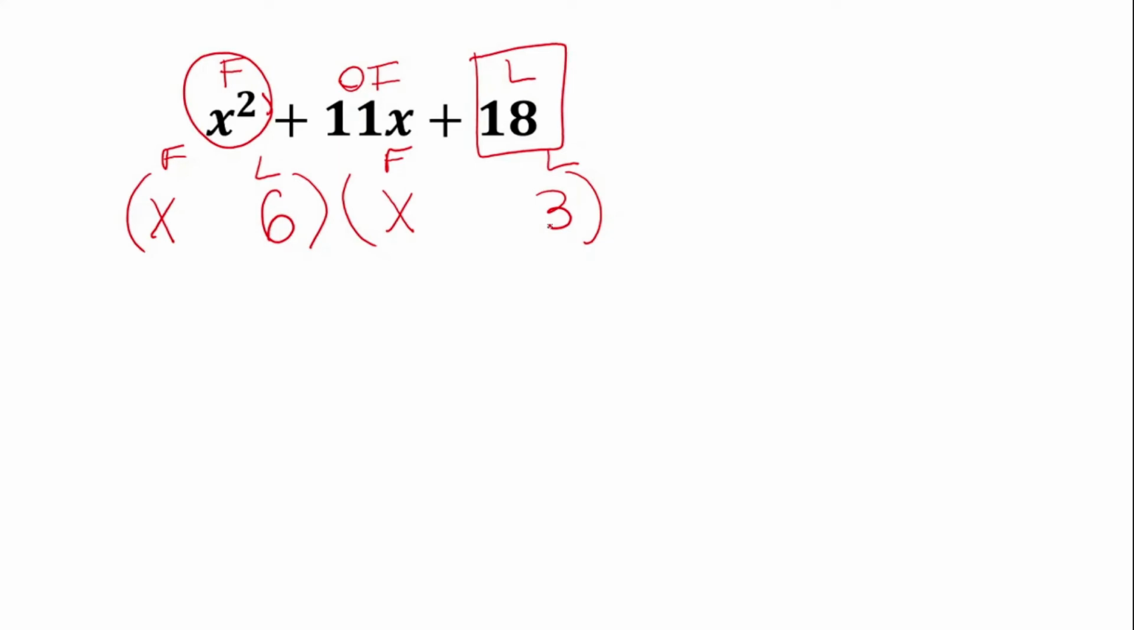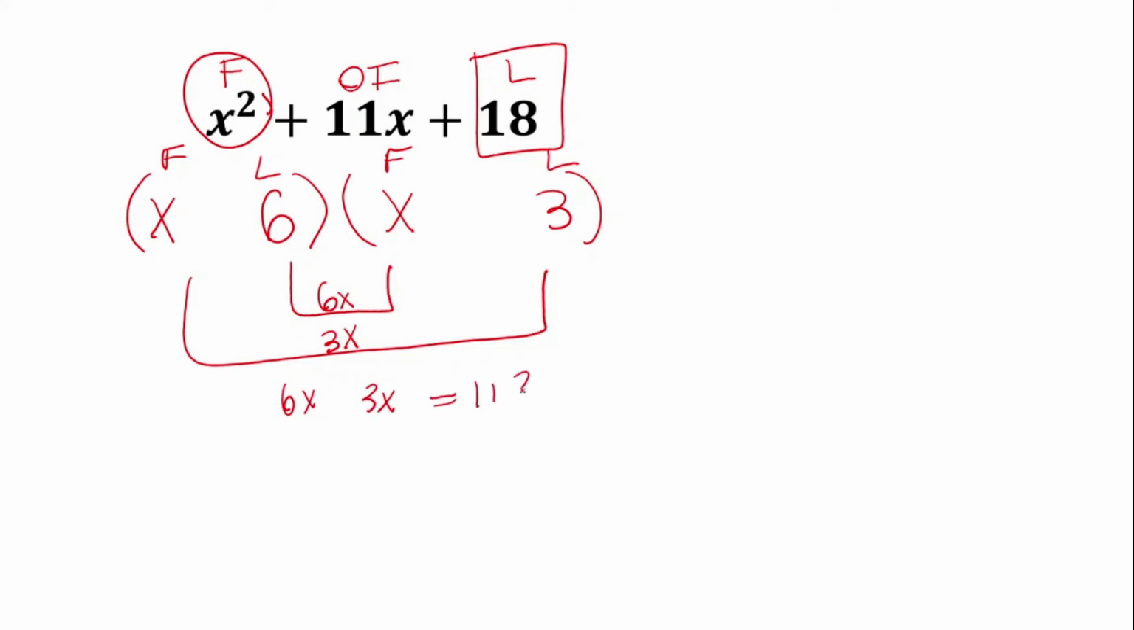Okay, so now we're going to check with OI by multiplying the inside and the outside. 6x, 3x. We've got to think to ourselves, is there any way we can get 11, the OI part, from 6x and 3x? And the answer is no, we can't. Even if we add them, that'll give us 9. If we subtract them, that'll give us 3. If we make one negative and one positive, we still end up with just negative 3. So that's not going to work. 6 and 3 won't work.